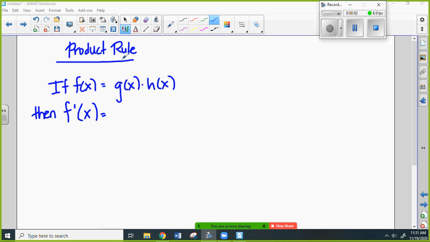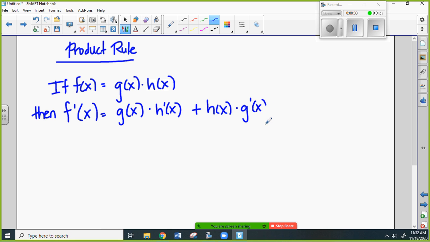Okay, so for the product rule, if you have a function that is equal to the product of two other functions, then the derivative, and again, this is a rule, this is something you have to learn, okay? The derivative is equal to the first function times the derivative of the second function plus the second function times the derivative of the first function.